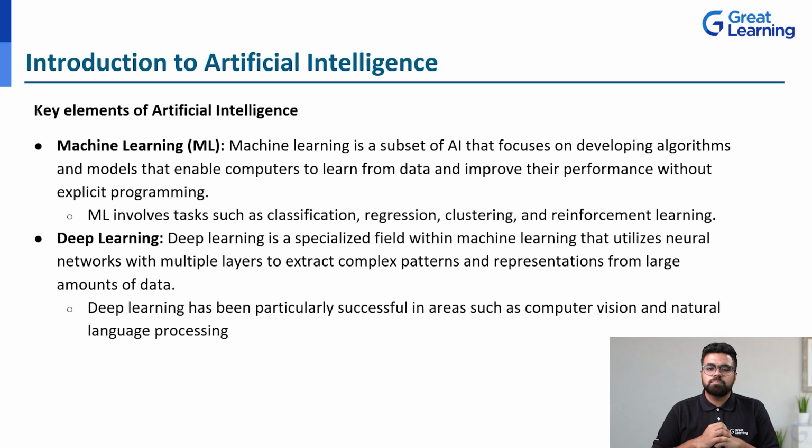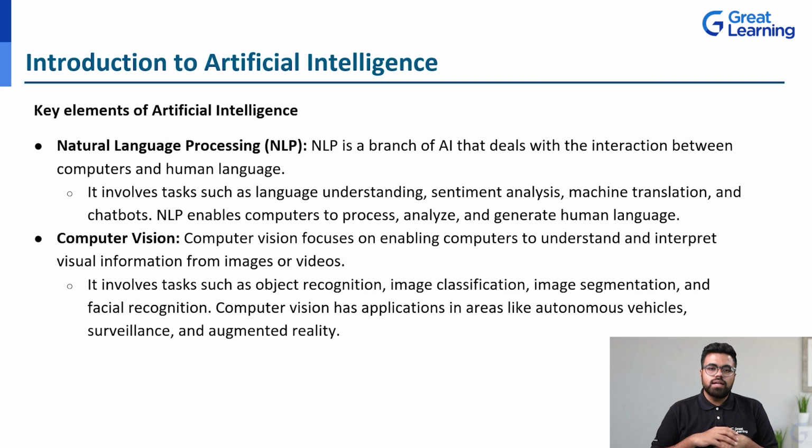Now, deep learning has particularly been successful in areas like computer vision and natural language processing. These are the two areas in which it has been really significantly important for us to learn about it. Then NLP is a branch of AI that deals with the interactions of computers and human language. This is the bridge. It just bridges the gap between computers and human language.